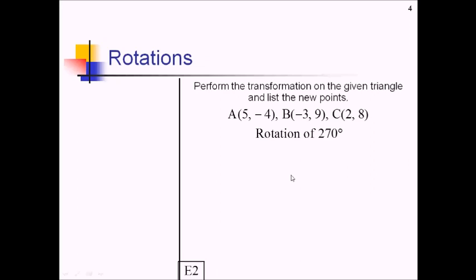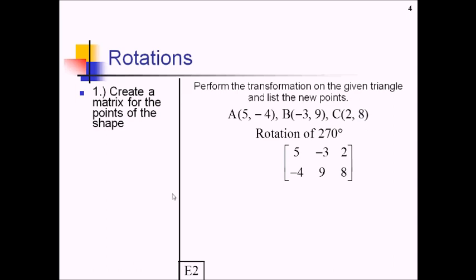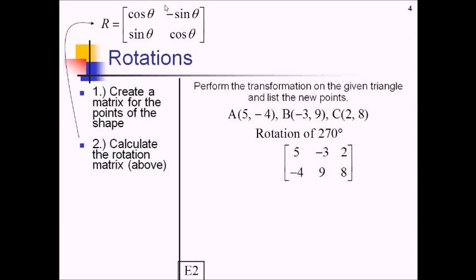In addition to doing reflections, we can also do rotations with matrices. We're going to start off pretty much the same way by making a matrix for the points of the shape. So top row, 5, -3, 2. Bottom row, -4, 9, and 8. But this time we're going to have to pick out and calculate the correct rotation matrix. It turns out you can rotate any number of degrees you want as long as you follow this formula up here. The top left and bottom right will both be cosine of whatever your angle of rotation is. In the bottom left, we've got sine of the angle. Top right, negative sine of the angle.